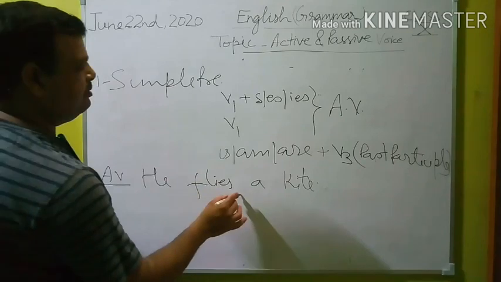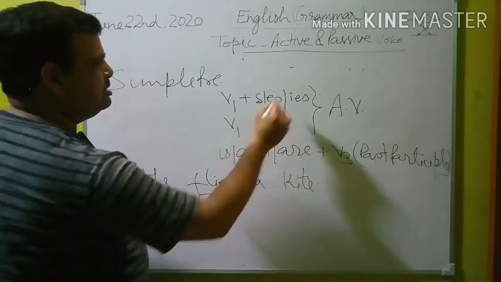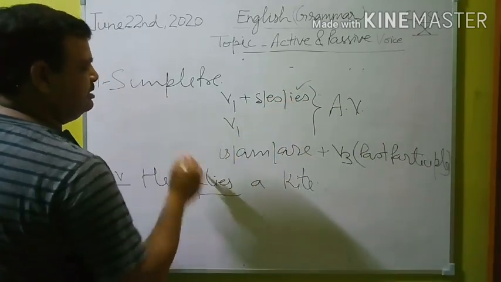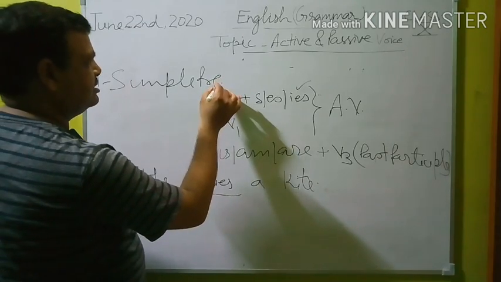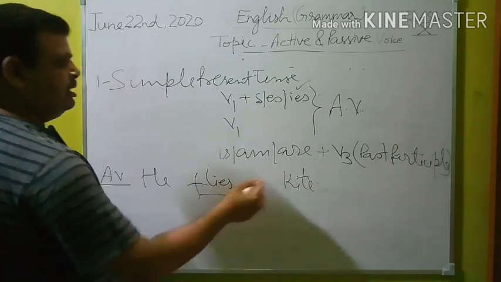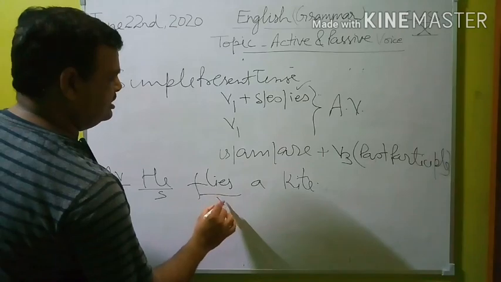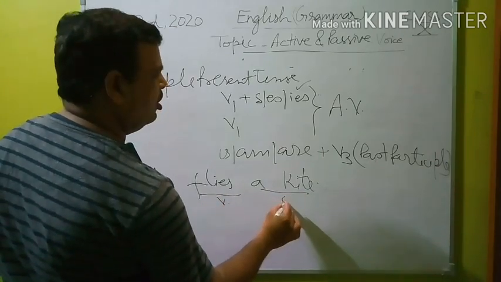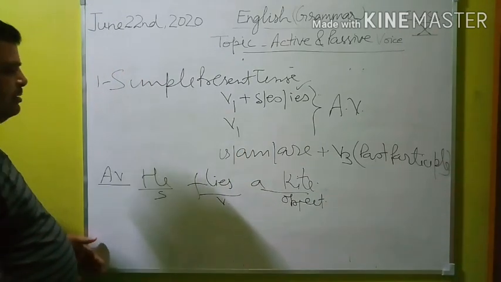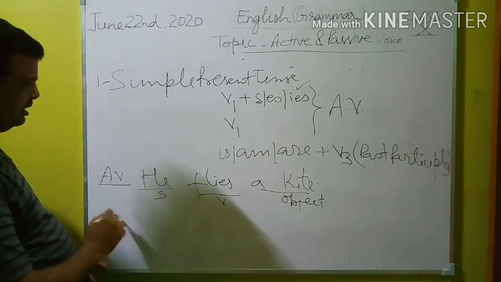Which tense is used? Fly. Fly, we can see here ies is added. It means this verb structure is used. It means the sentence is in the simple present tense. Yes. This is in active voice. Here he is the subject, flies is the verb, and a kite is object. This is simple present tense. Now, how can we write the same sentence into passive voice?